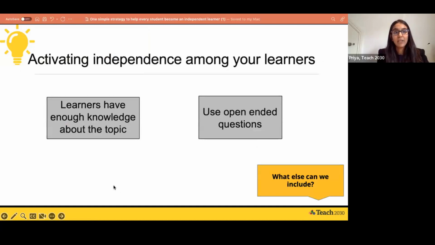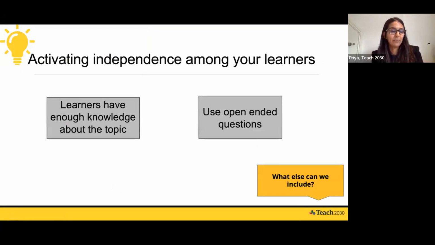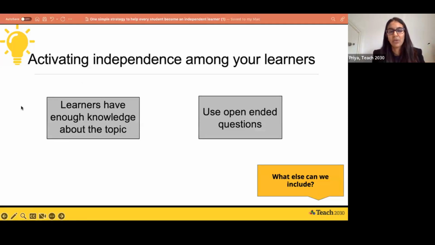Into looking at how we can start to activate independence amongst your learners as well. So there are two areas to help you even consider not just the characteristics, but how you can start activating independence amongst your learners. So here are two areas that you might consider. Ensuring that your learners have enough knowledge about a topic in the first place so that they can discuss and they can elevate their voices about a particular topic as well.